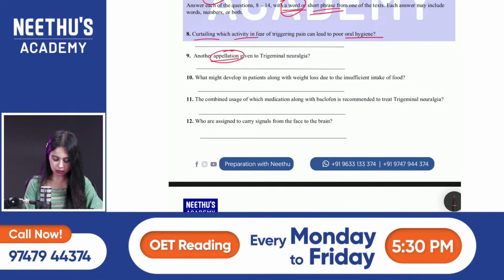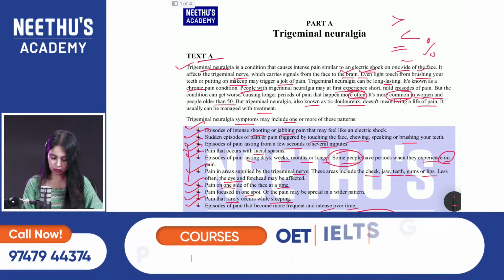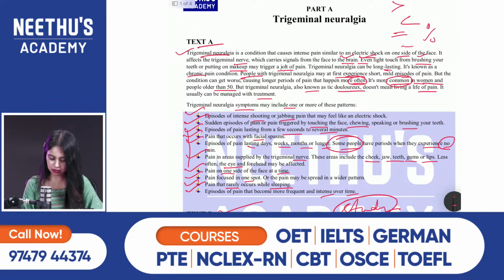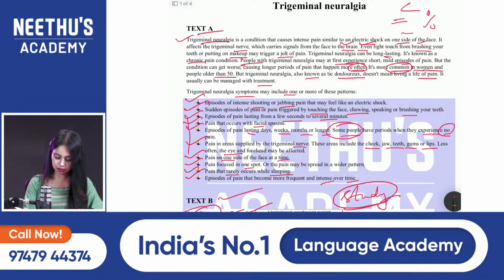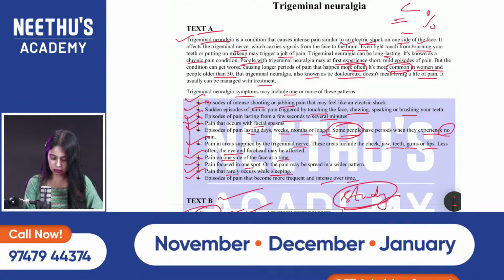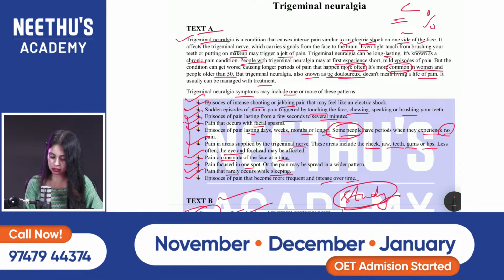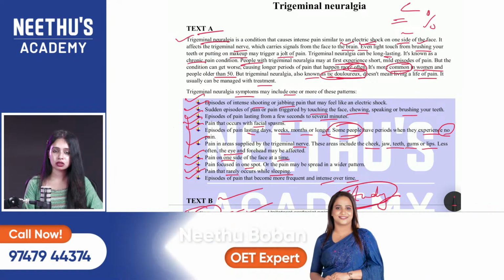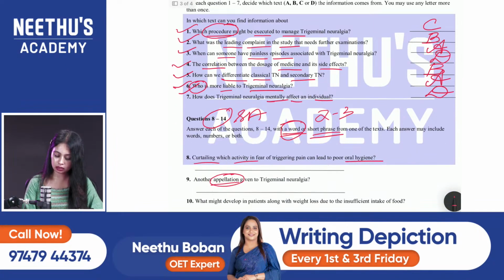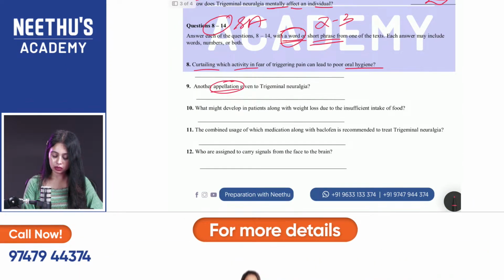It is mentioned in text A. Somewhere here I've seen that name of the condition mentioned: "known as," here very clearly mentioned, tic dolora. So the answer is there in text A. Tenth one.